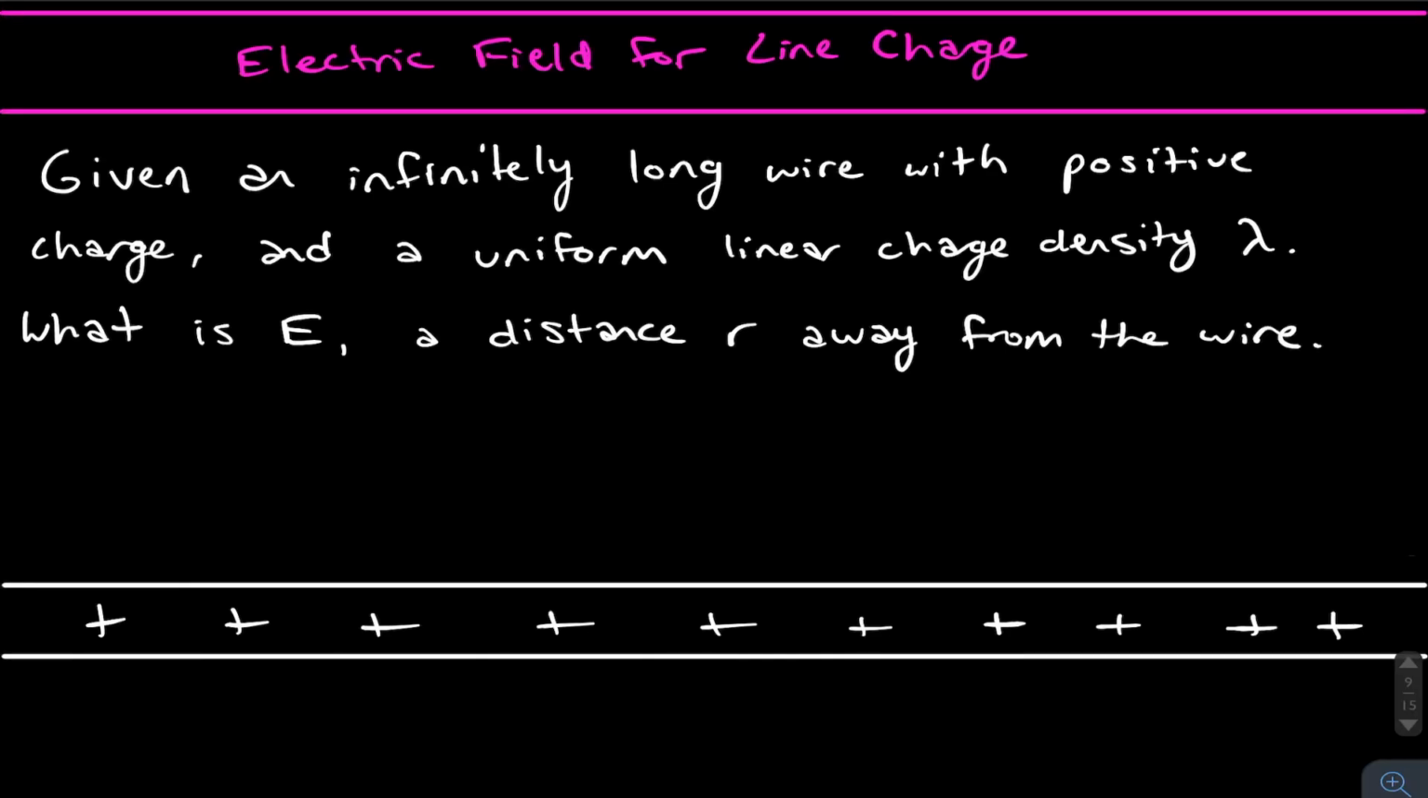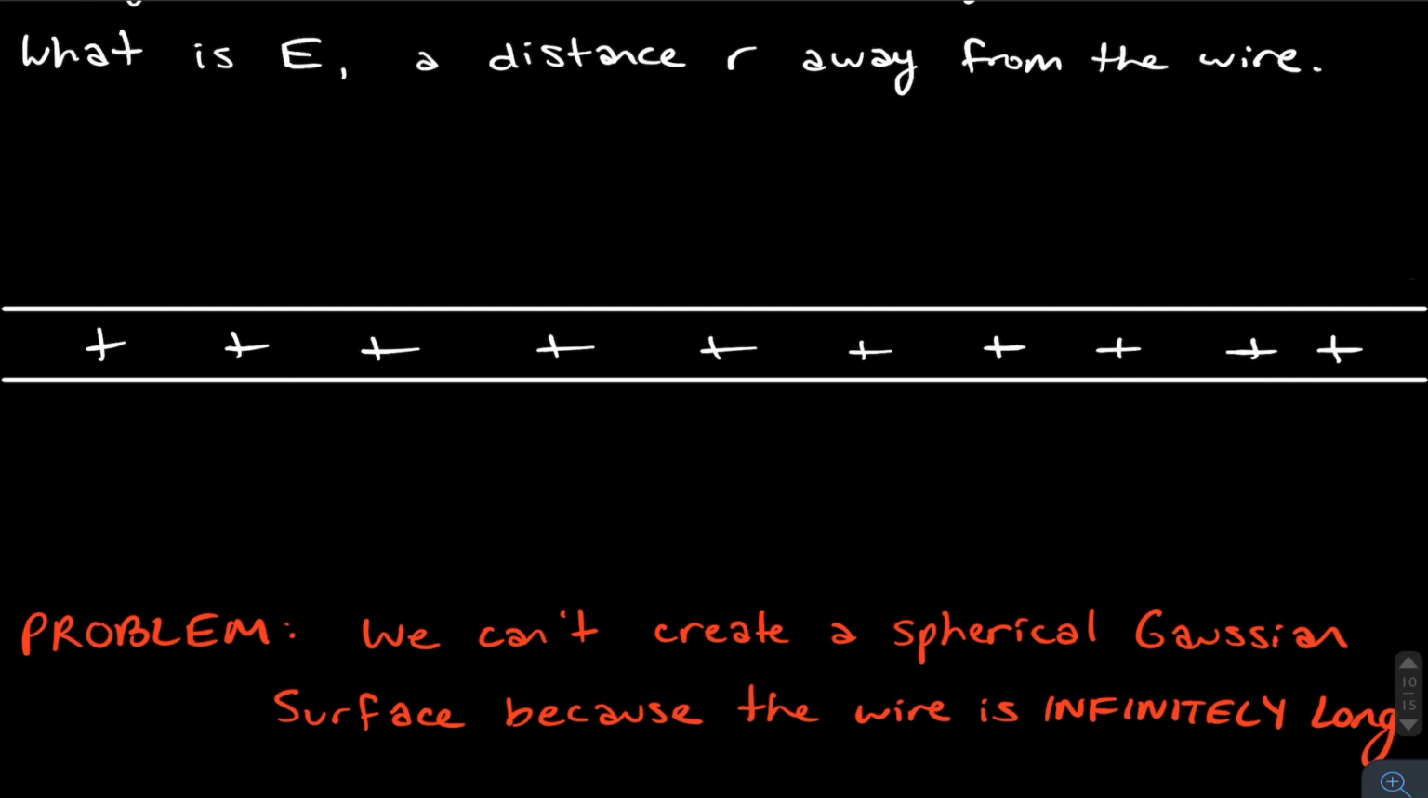Here we're not going to be using a sphere anymore, and it's really interesting how this works. Here's the question: given an infinitely long wire with positive charge and a uniform linear charge density lambda, what is your electric field a distance r away from the wire? We're talking about the magnitude of the electric field because there's no vector symbol above the E. We can't do a sphere here, because the wire is infinitely long. So we instead construct a different kind of Gaussian surface: a cylinder.